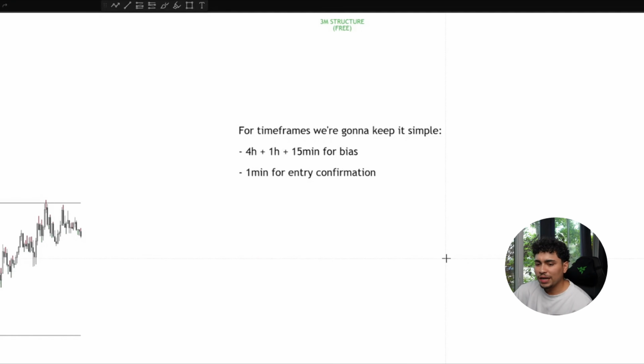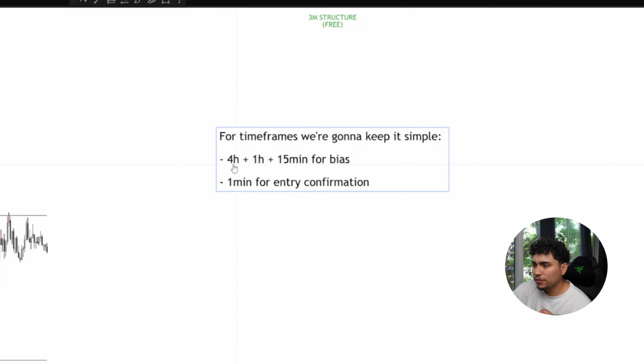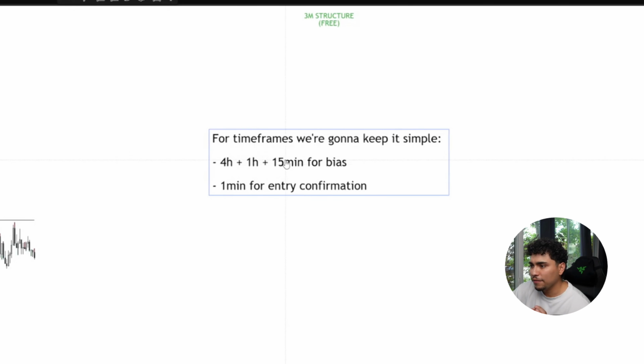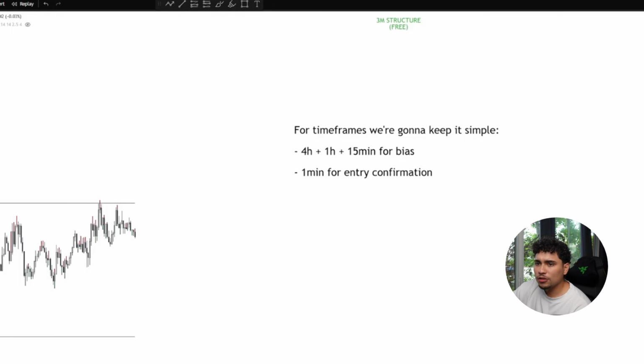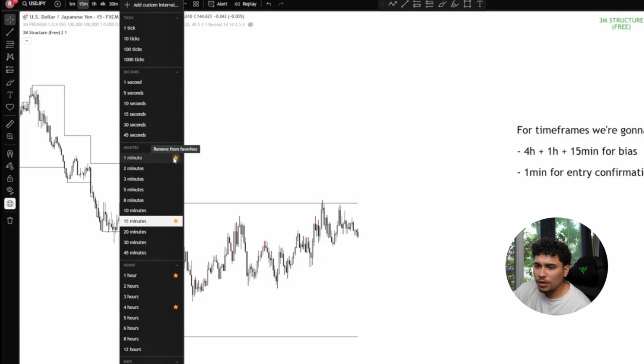Now for time frames, we're gonna keep it fairly simple. Like I said, it's literally the name of the strategy. We're only gonna be using the 4-hour, 1-hour, and the 15-minute, and of course the 1-minute. And to just keep it simple for you guys, bias just means whether we're taking longs or sells. So let's say, for an example, the 4-hour, 1-hour, and the 15-minute are all bullish, then we're gonna be looking for buys. Now on the other hand, if they're all bearish, we're gonna be looking for sells. And to make your life simple, just head over right here and favorite all the time frames that we're gonna be using. In this case, it's gonna be the 1-minute, 15-minute, 1-hour, and the 4-hour.